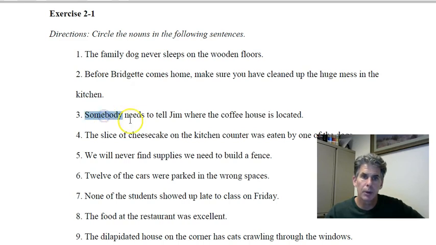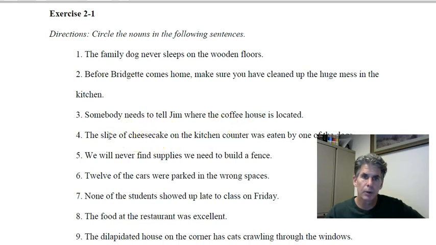With 3, somebody is a noun. It's essentially a pronoun. Jim is a noun. House is a noun. I know many people think coffee is a noun, and it can be, but not in this case. Coffee here is describing the noun house. So it's a coffee house, like a pancake house or a blue house. So that's describing it. Okay.